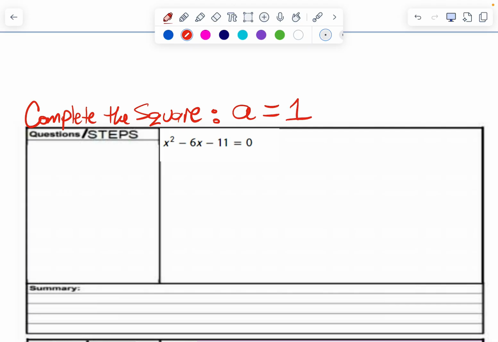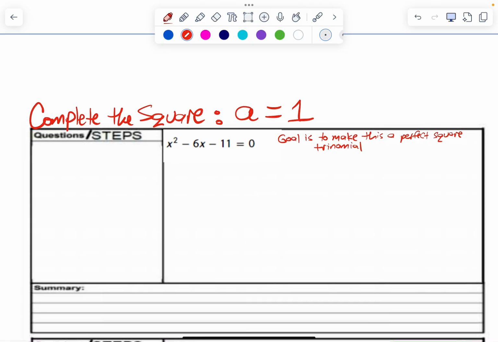Okay, I think it's helpful to start with our goal. So our goal is to make this what we call a perfect square trinomial, so we can write it in vertex form and solve.